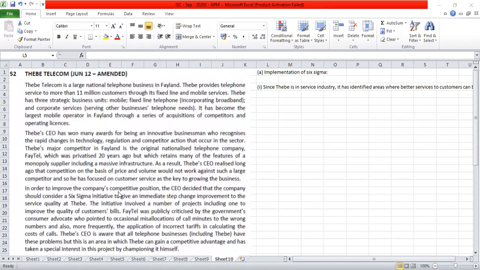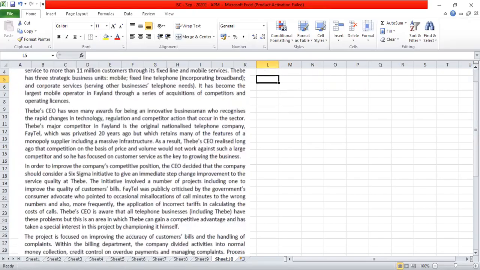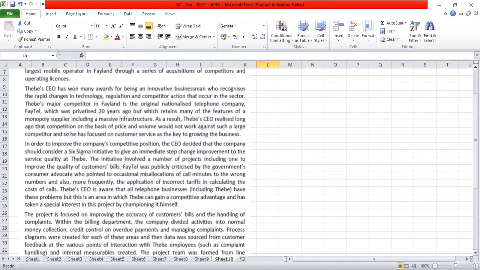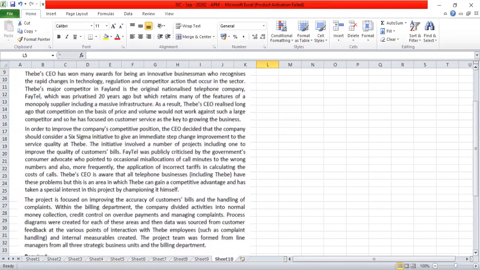In order to improve the company's competitive position, CEO decided that they should consider Six Sigma initiative to give an immediate step change improvement. The initiative involved a number of projects, including one to improve the quality of customers' bills. Patel was publicly criticized. Thebe's CEO is aware that all telephone businesses have these problems, but that is an area in which Thebe can gain competitive advantage and has taken a special interest in this project by championing it himself.